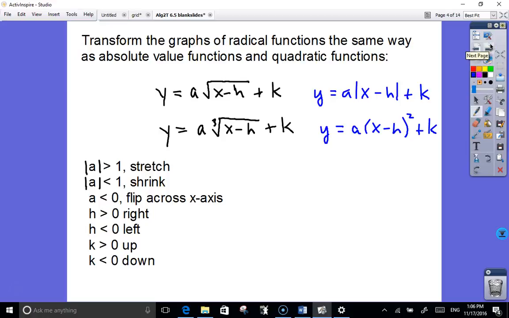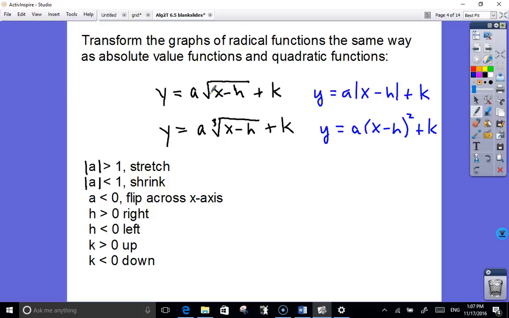And now these are all the things that we've done before. When you're multiplying by a constant, a, okay, if the absolute value of a is greater than 1, then it's going to stretch the graph. If the absolute value is less than 1, that means it's between -1 and 1, then it shrinks the graph, right? If a is less than 0, it flips the graph across the x-axis.